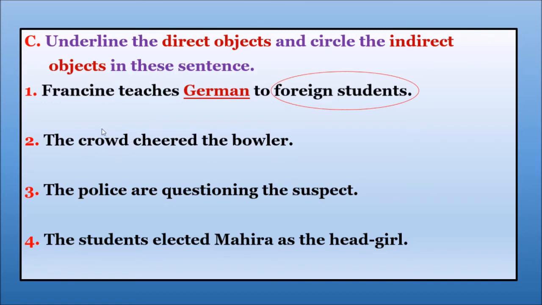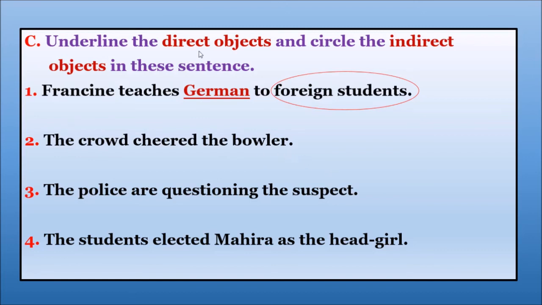And crowd. Crowd means a number of people. Do you know how many people are there? You don't know, right? One or many, you don't know. Crowd means a group of students, people. So when you're not sure about the group of people, then it becomes what? It becomes an indirect object. The crowd comes under indirect object and the bowler comes under direct object. So circle the crowd and underline the bowler.